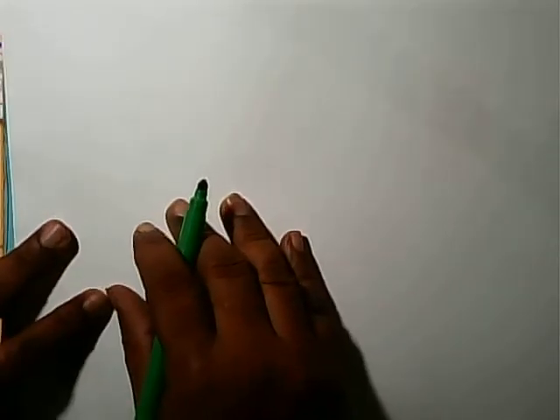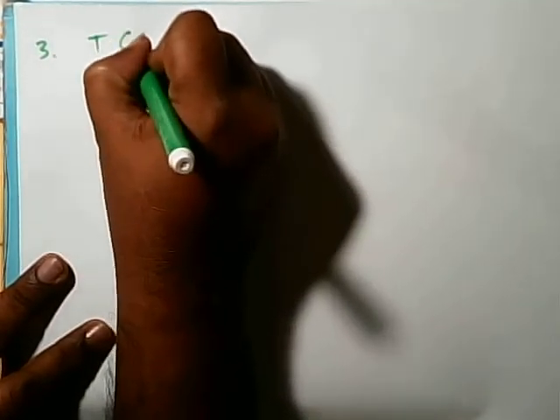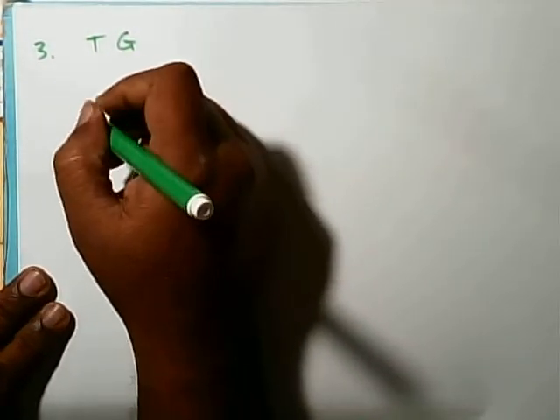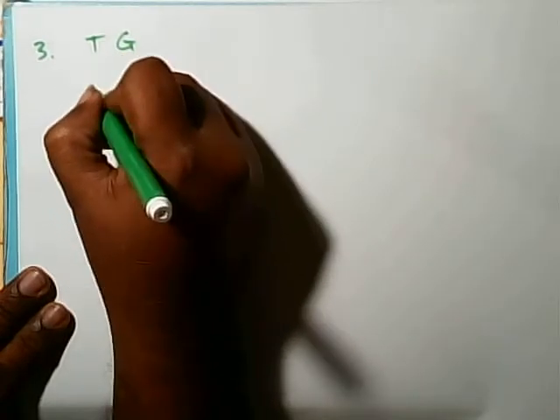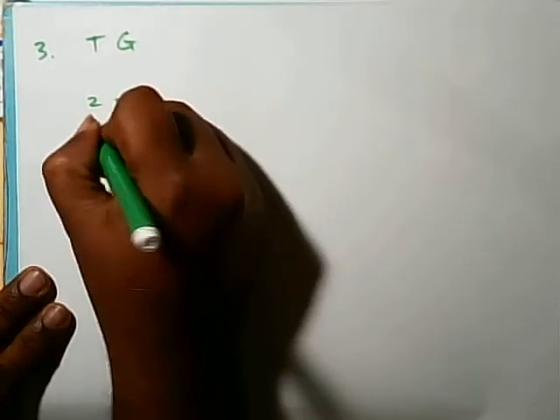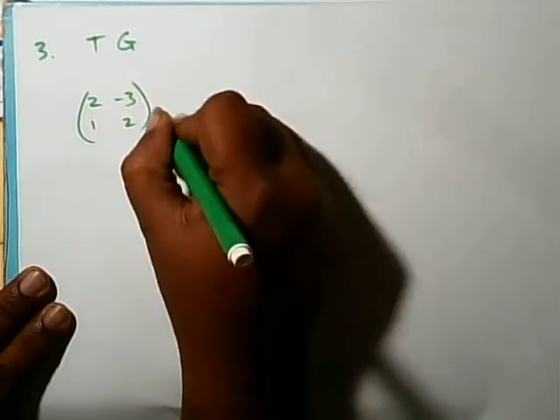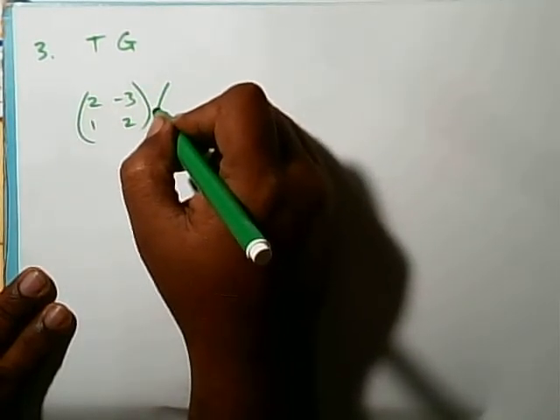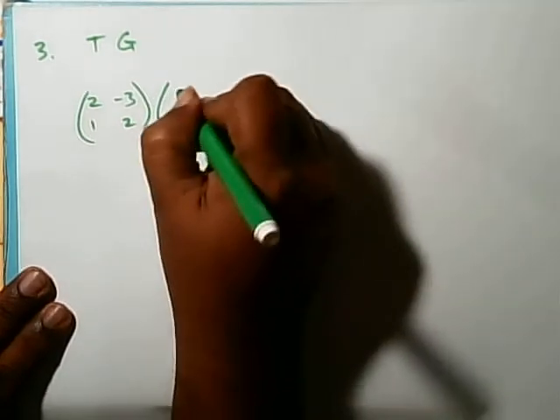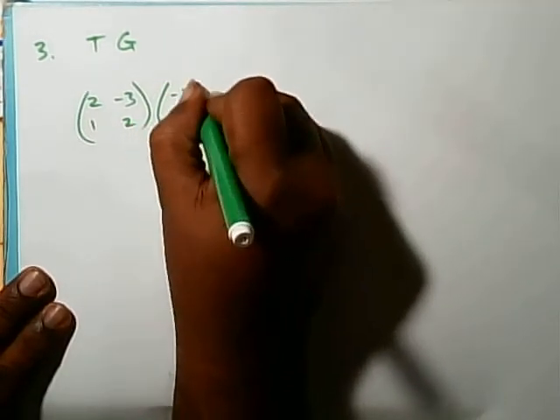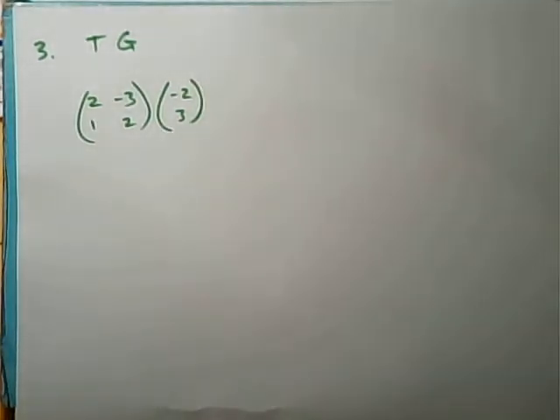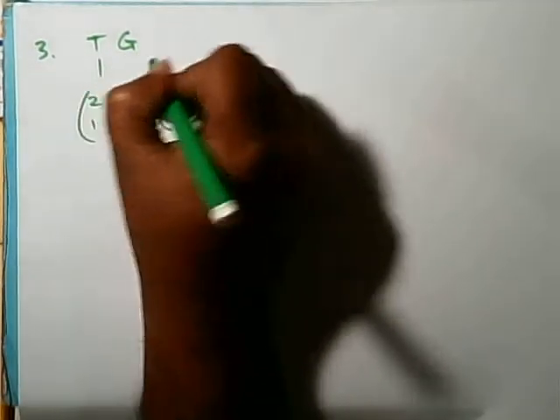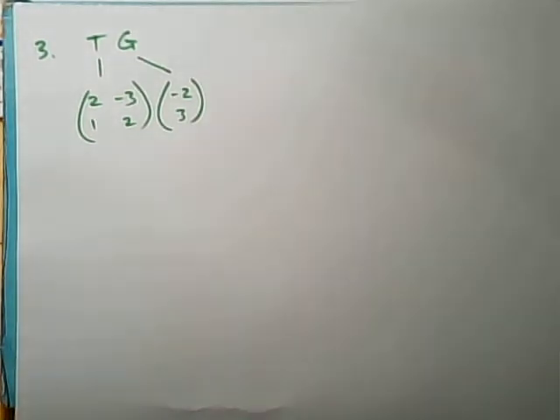Question 3. Calculate t times g, where t is 2, minus 3, 1, 2, and g is minus 2, 3. So t is this one here, and g is that one here.